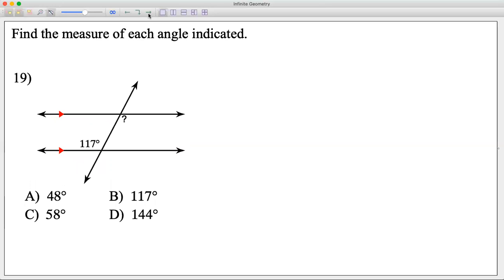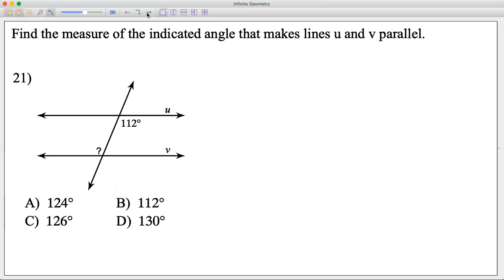Corresponding. What are these? What do we know about alternate interior angles? Therefore, they are. Therefore, the answer is. All right.